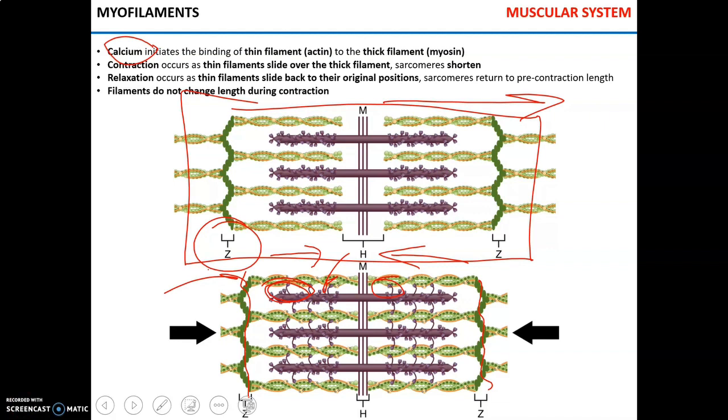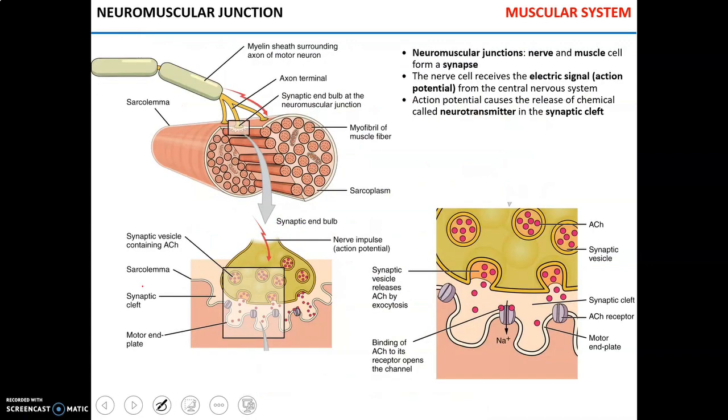So how exactly is the stimulus delivered to the skeletal muscle to initiate contraction? Nerves and muscle cells form what is called a neuromuscular junction. It's a single neuron that forms a synapse with one or several muscle cells. So this here or this here are individual neuromuscular junctions.